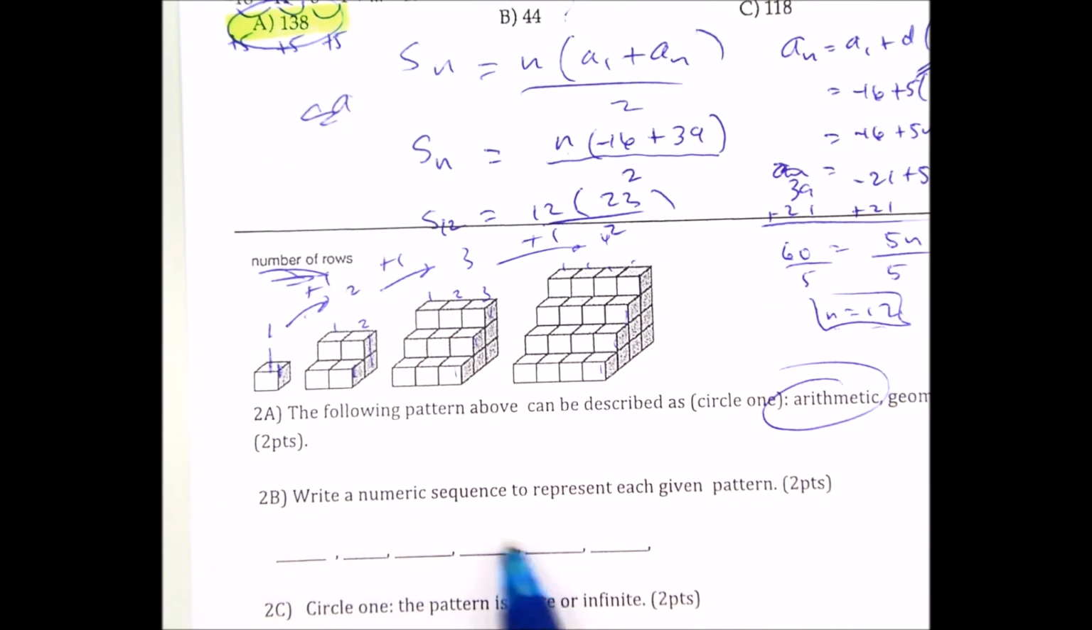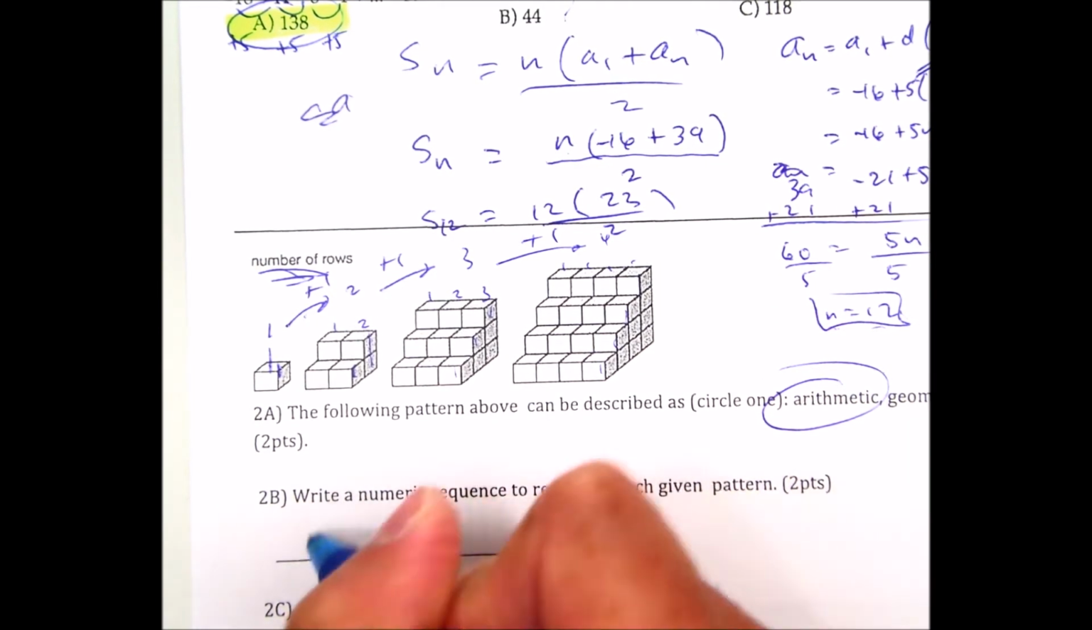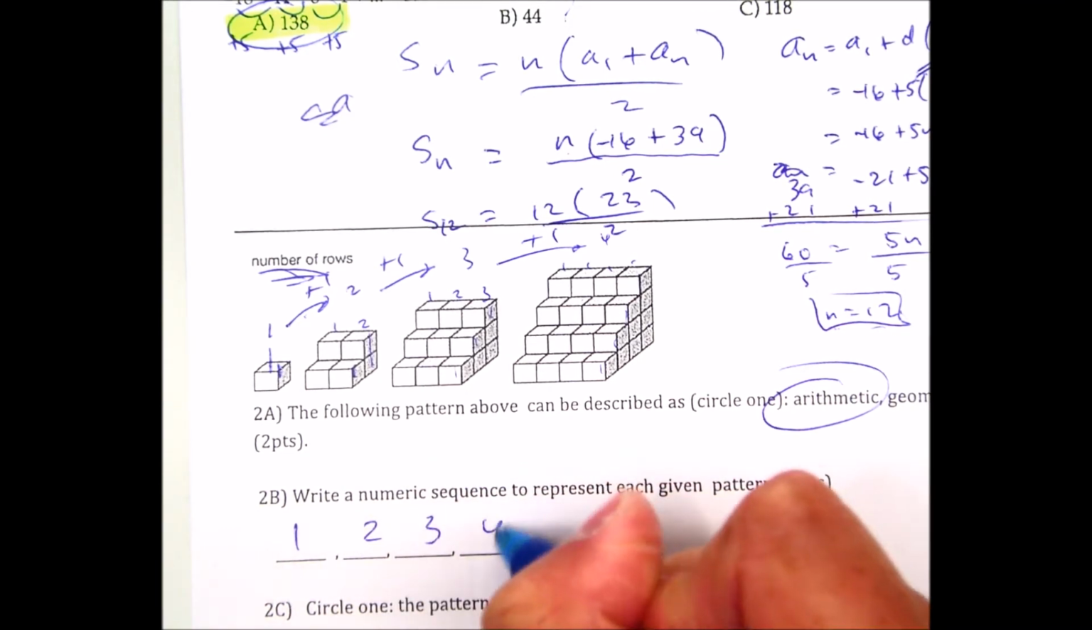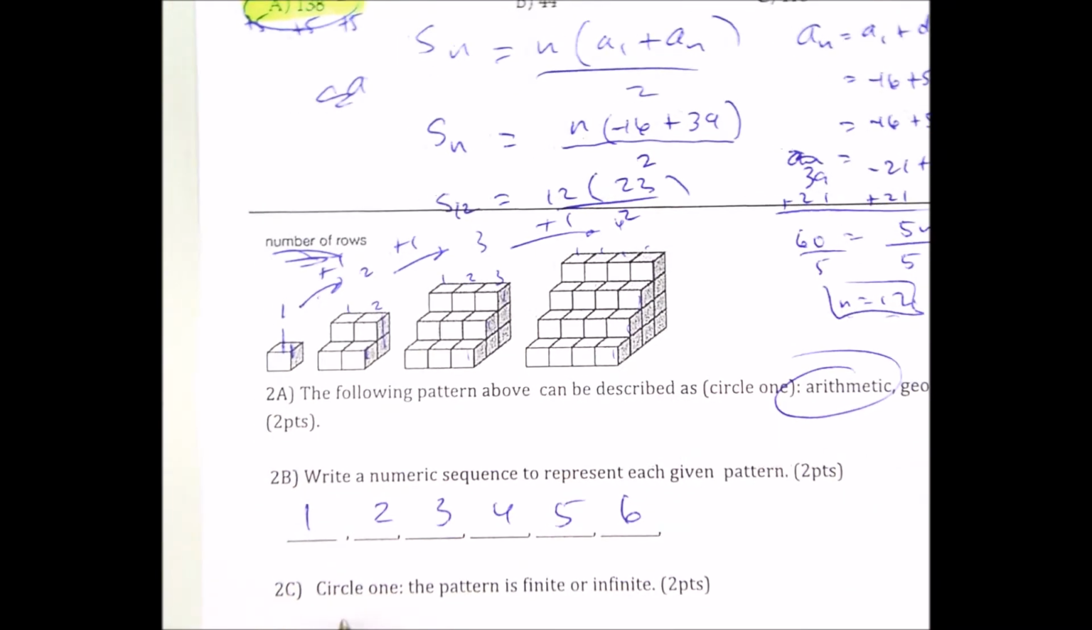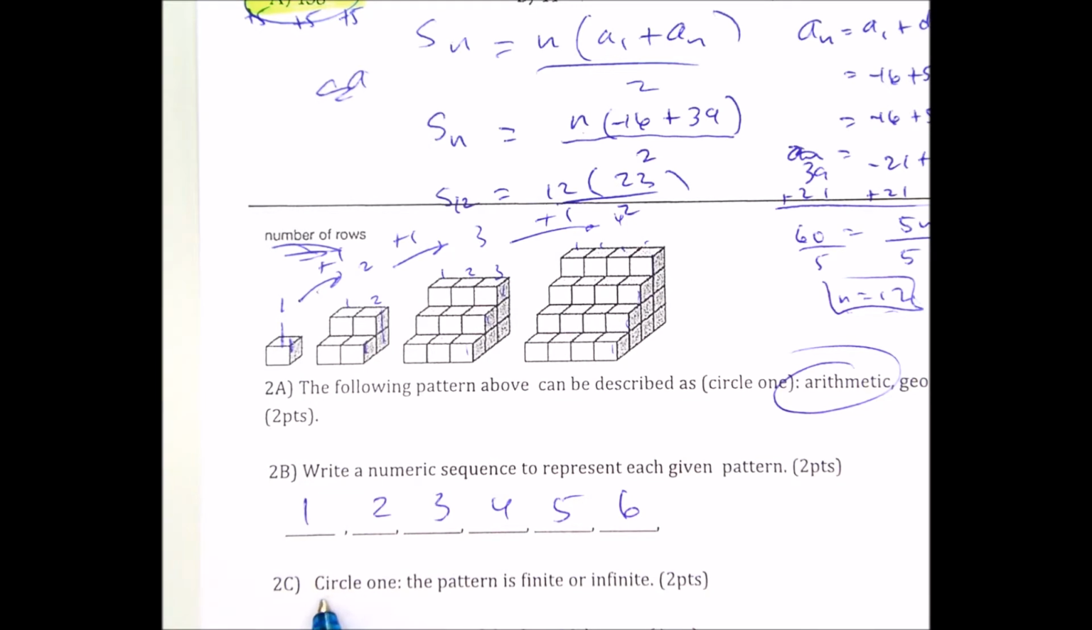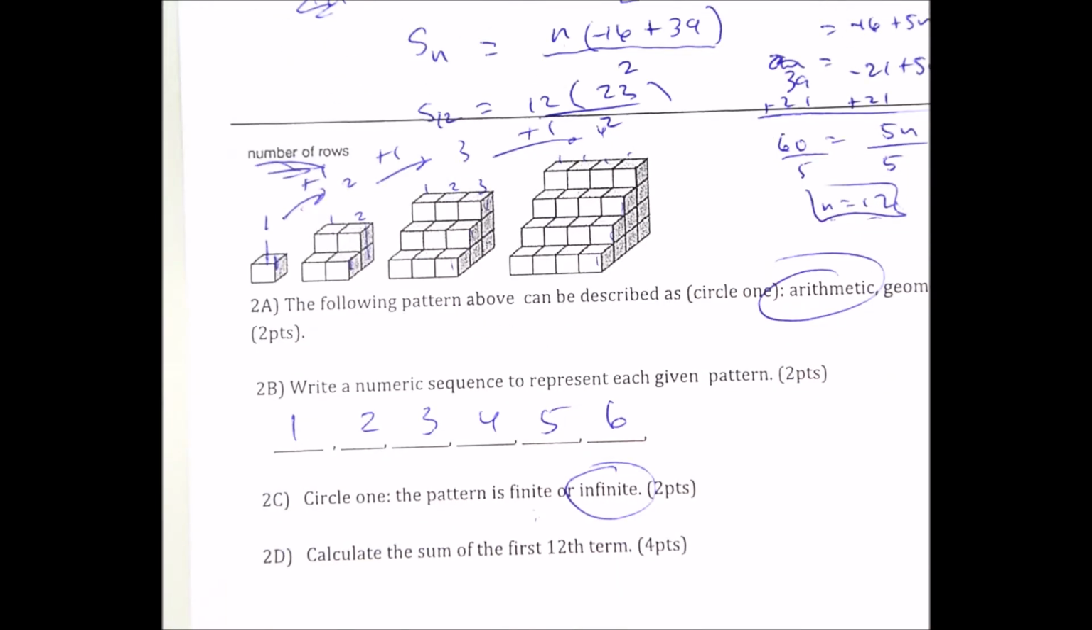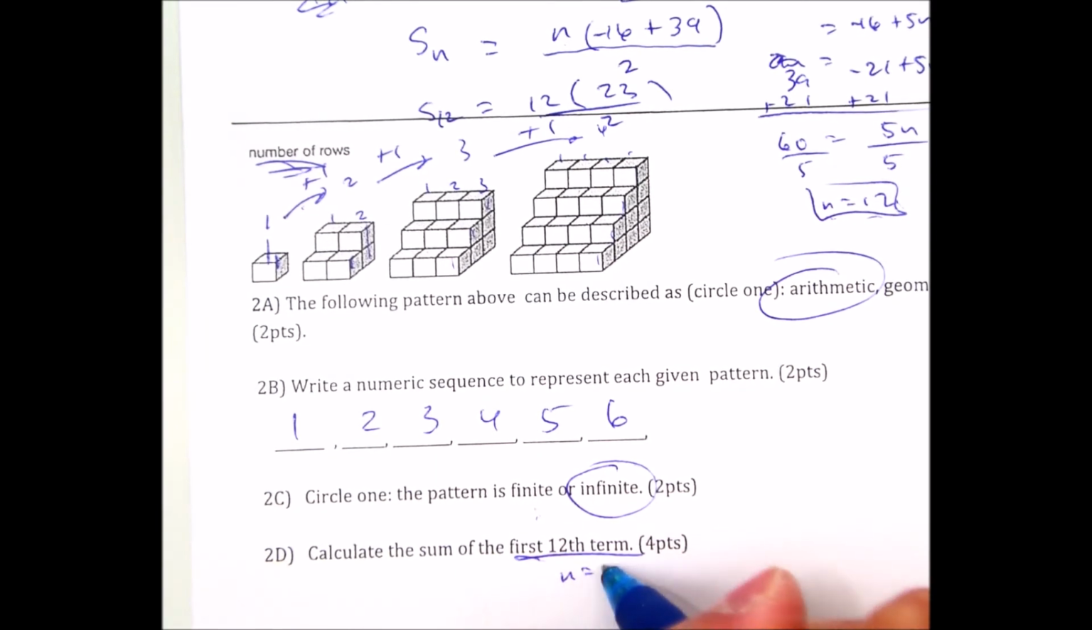Write a numerical sequence to represent each pattern. 1, 2, 3, 4, 5, 6. Circle one of these. Finite means it has an end. Infinite means it keeps going on forever, so it can keep going on forever. Calculate the sum of the first 12 terms, so n equals 12.